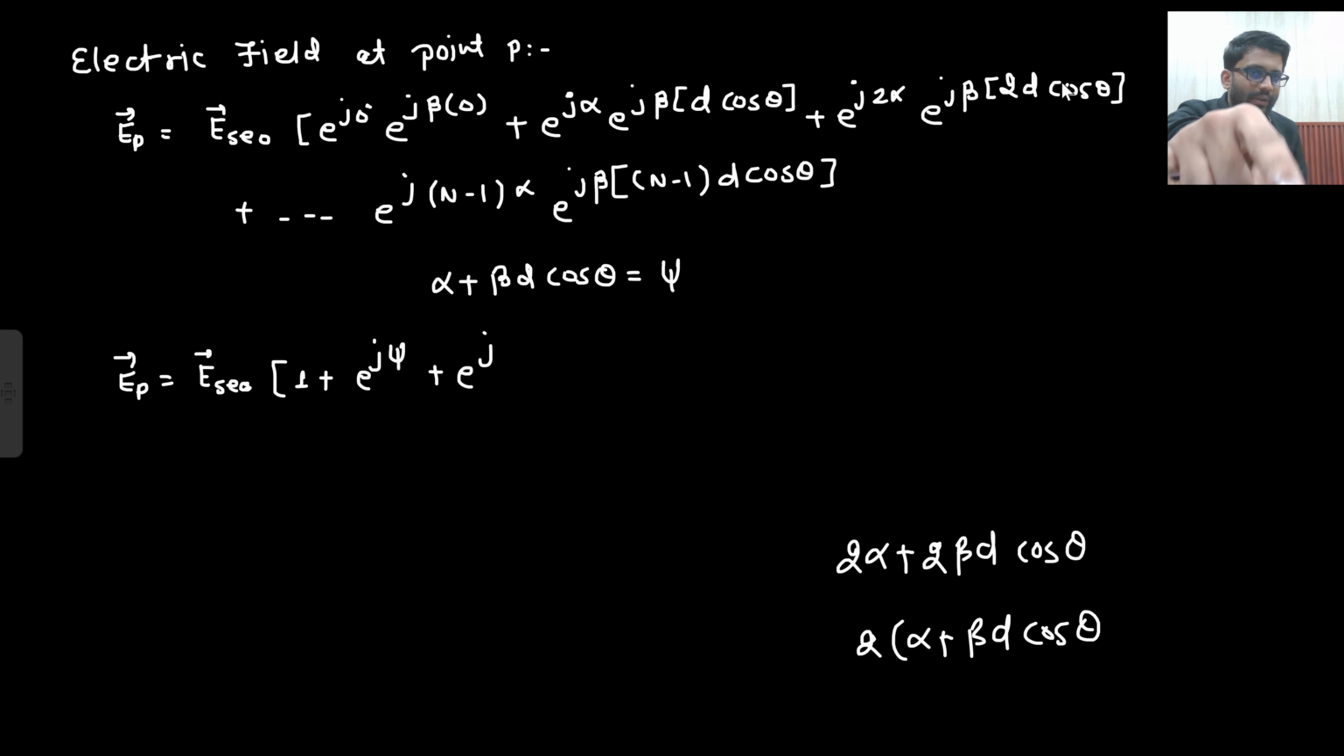Here what is the phase? 2 alpha plus 2 beta d cos theta. So 2 I can take common, alpha plus beta d cos theta. What is that? Psi only. So 2 psi. Then in that manner this will come. Let's write it down in a better manner. 2 psi, then it will keep on going till the last, what will come? N minus 1 psi.